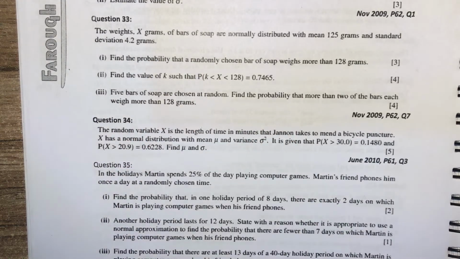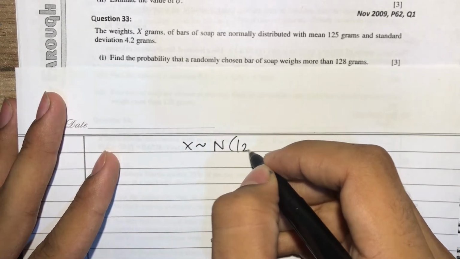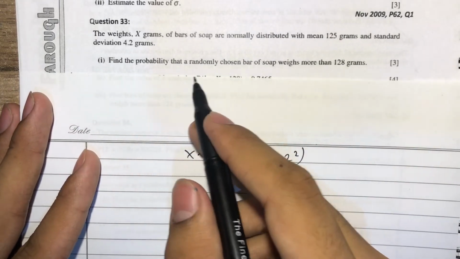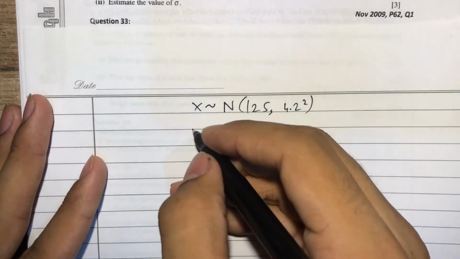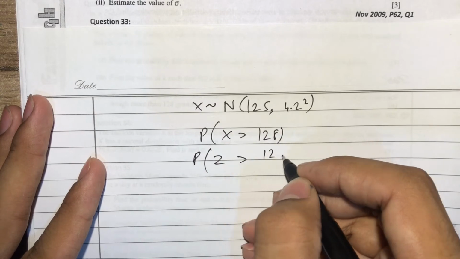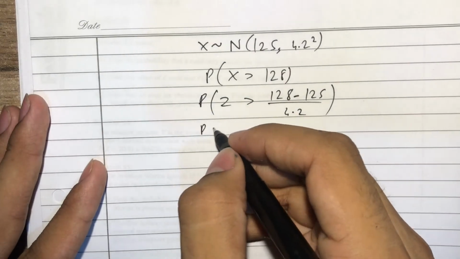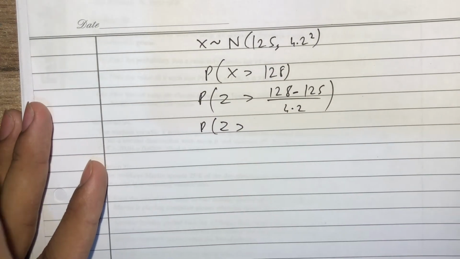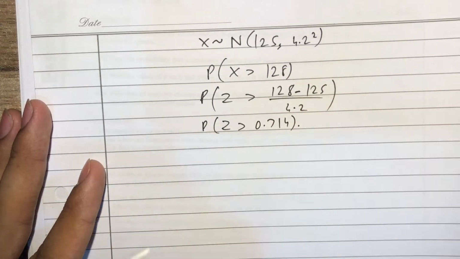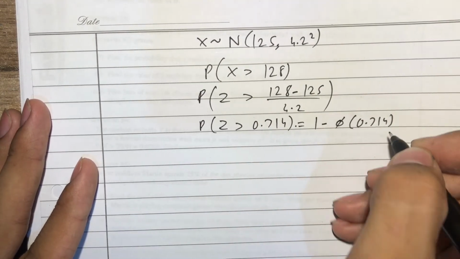The weight x grams of bars of soap are normally distributed with mean 125 and variance 4.2 squared. Now they're saying find the probability that a randomly chosen bar of soap weighs more than 128 grams. So I'll first standardize this. 128 minus the mean upon the deviation. So the probability of z greater than 0.714, this is equal to 1 minus phi of 0.714.